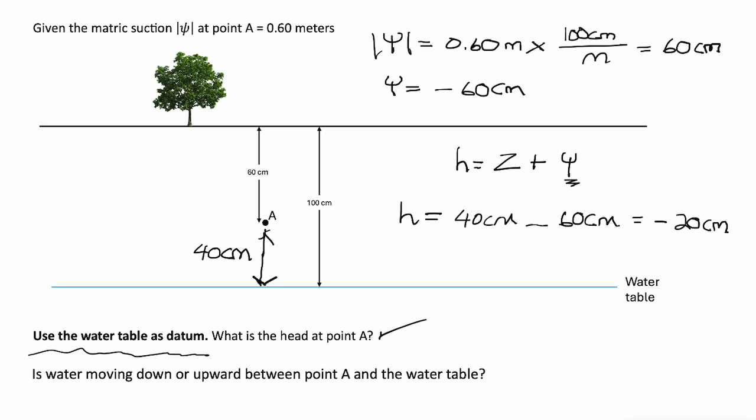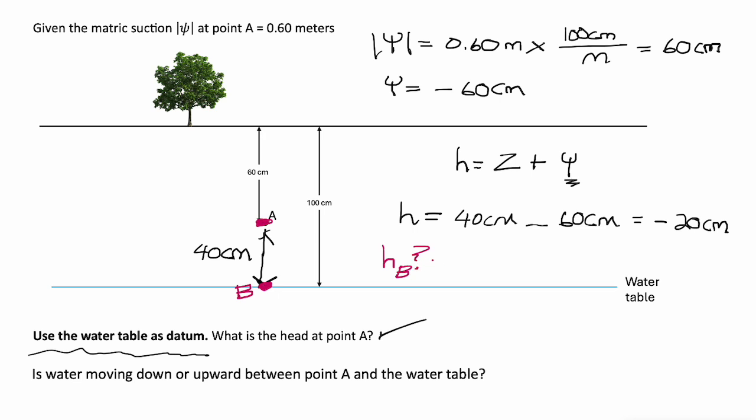Now, we've just learned the head. We've just calculated the head right here at A. And now we want to know whether it's flowing up or down between A and the water table. So we need to now know the head at another point, which is on the water table. So we'll just call this point B. It's on the water table. And we need to figure out what is the head at point B.